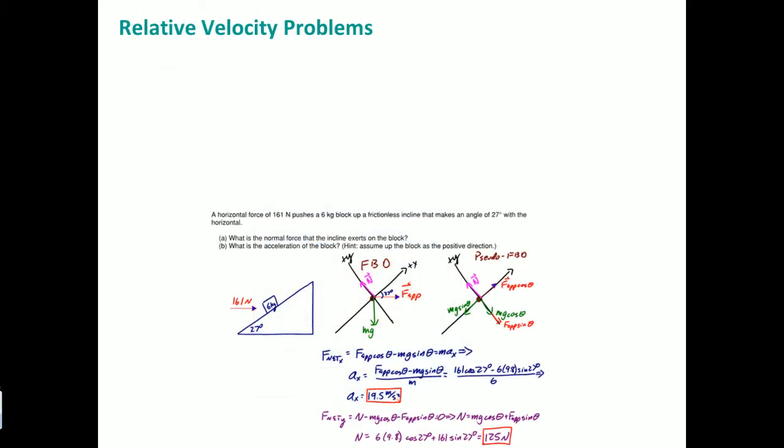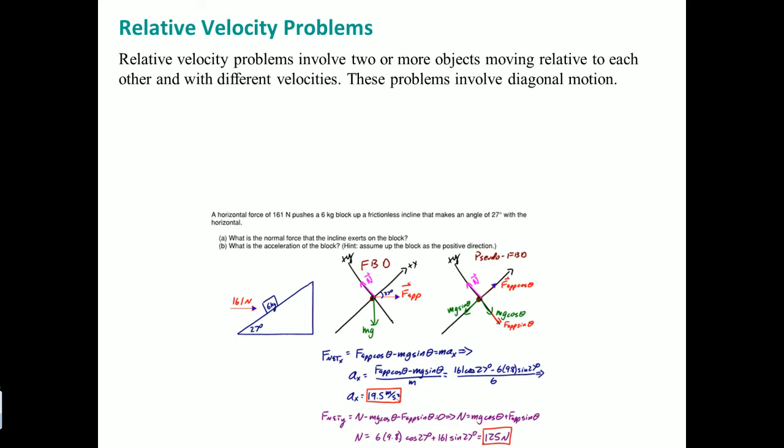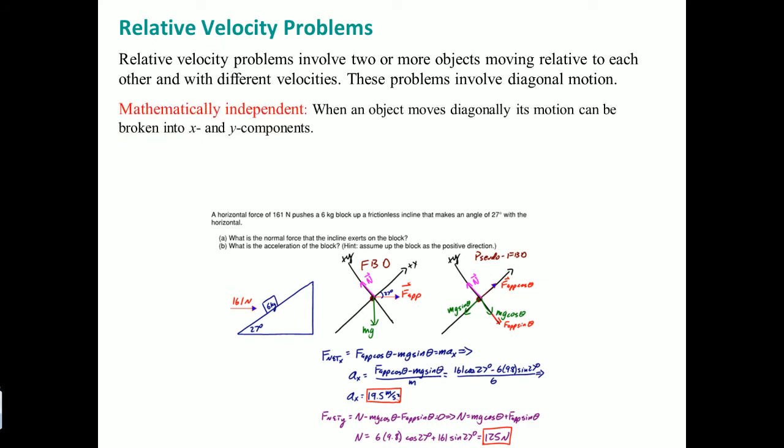There are two things in the relative velocity problem. Relative velocity involves objects moving in different directions. This problem also involves a diagonal motion. First thing, they are mathematically independent. What that means is an object can move diagonally, and its motion can be broken down into its x and y components.